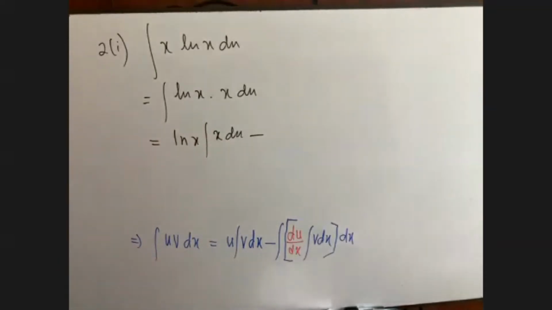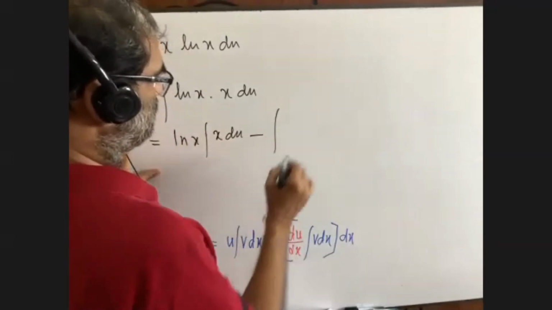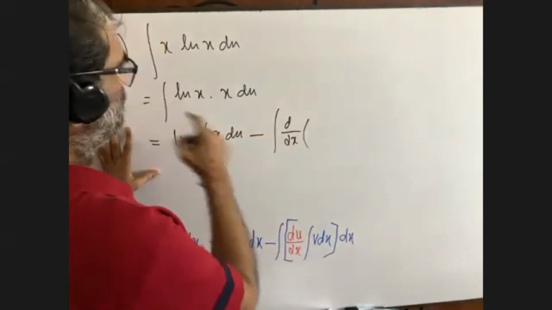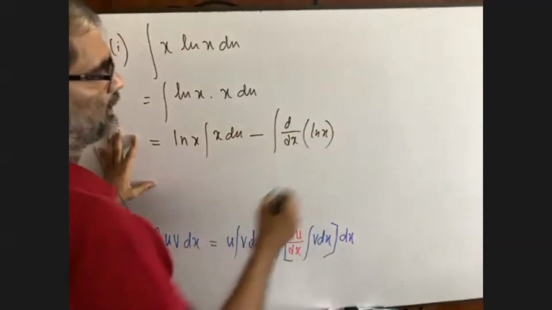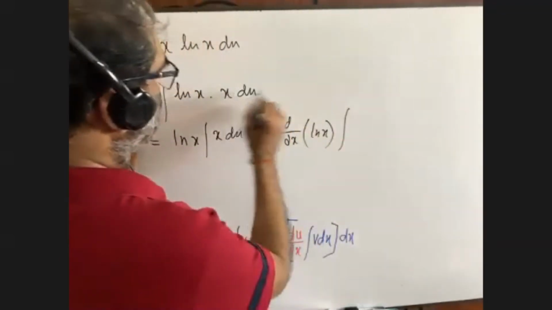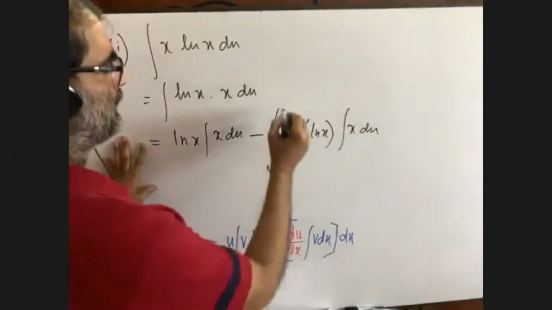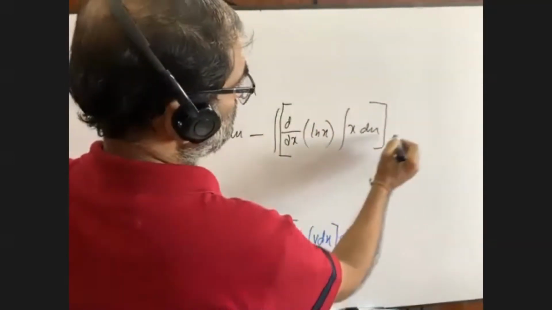Minus integration sign, d by dx of u, that is ln x, integration sign x dx, x dx. Then here the third bracket, dx.